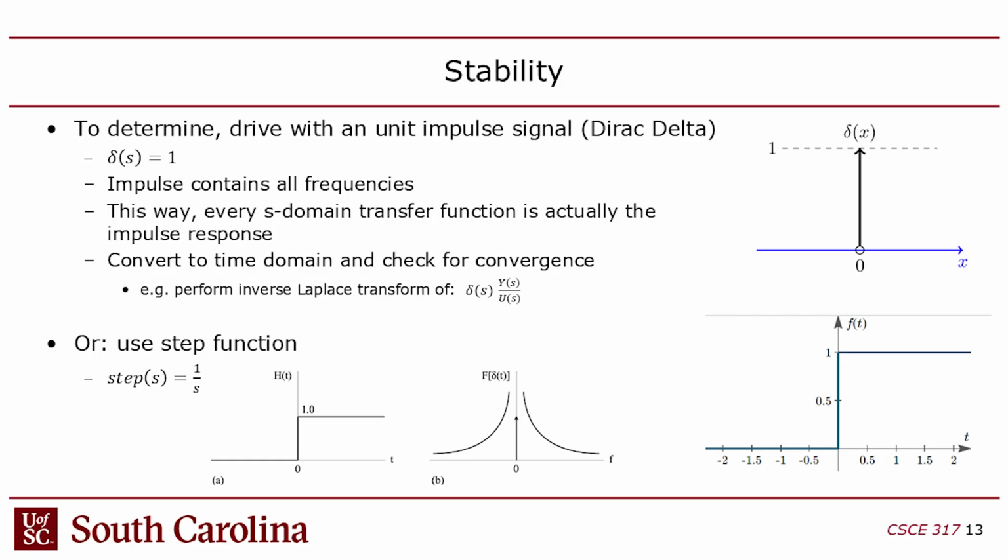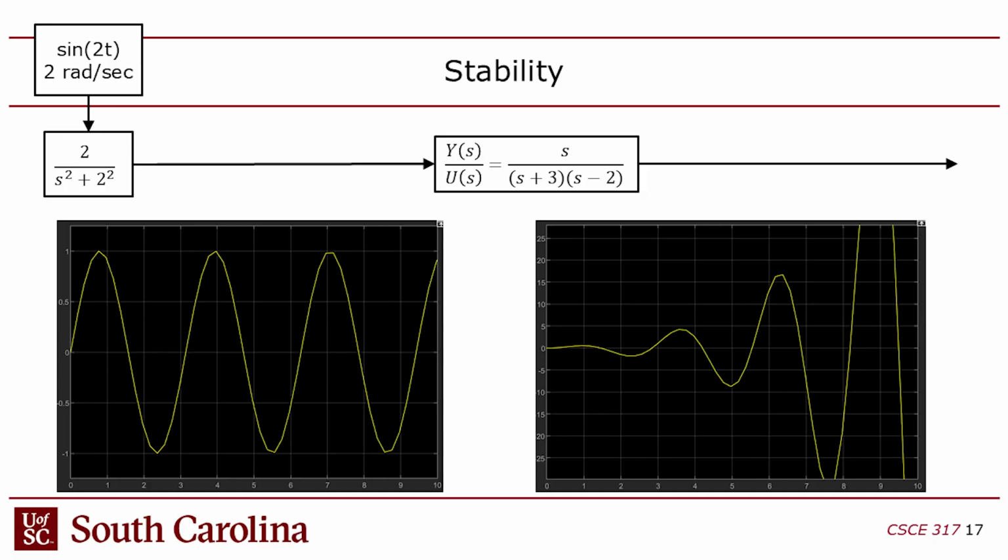Okay? So thus, if you give it one of these kinds of signals, it's like subjecting it to all the frequencies. So typically, if you have an unstable transfer function and you give it this, it blows up, right? But on the other hand, you could have an unstable transfer function and give it a certain sinusoid frequency and it might be okay, right? So the step response and the impulse response are a way to test if it's stable or unstable.